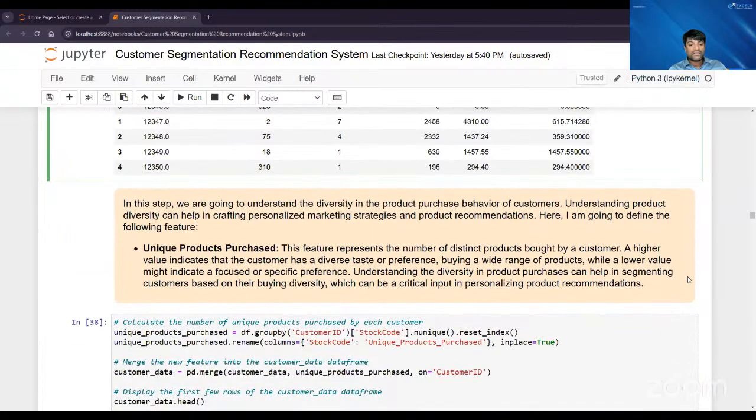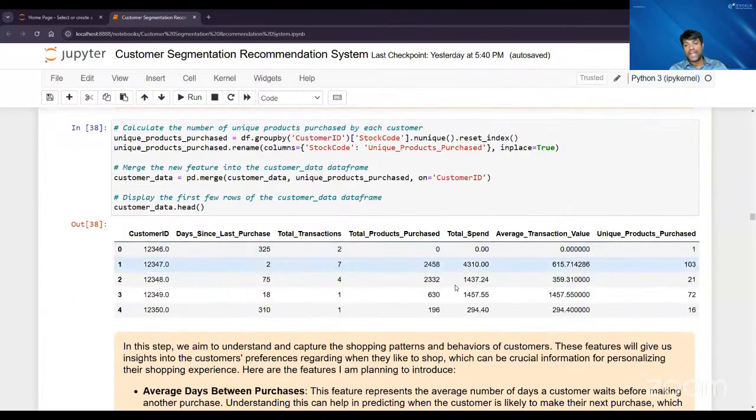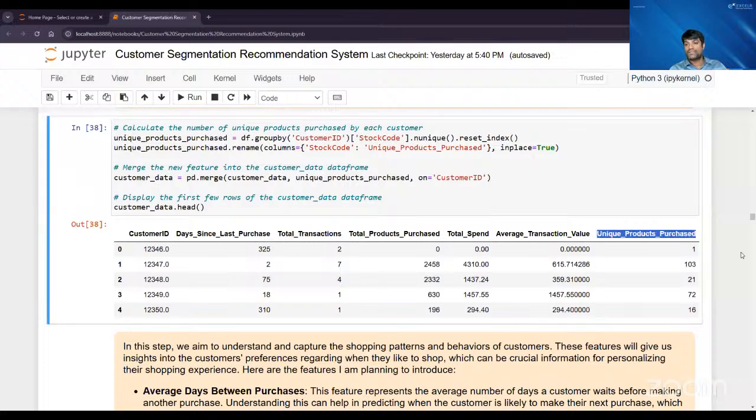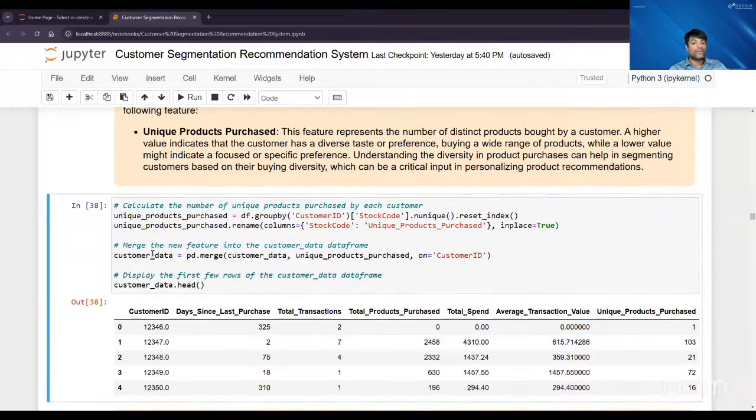Now, let us go to the next part, right? We are adding one more, which is the unique products purchased. For that, we are using a formula, again, n unique. By this time you would have understood that in the stock code, if you give the n unique function, automatically it will pick the unique codes which have been purchased by the customer. If we implement this, again we are going to merge with the data set we have given before.